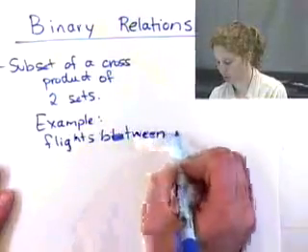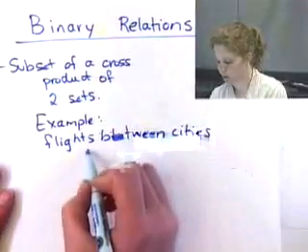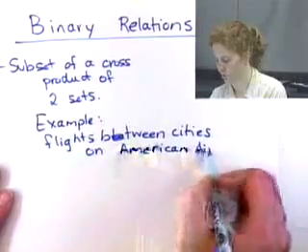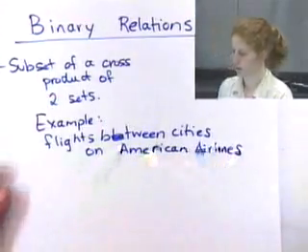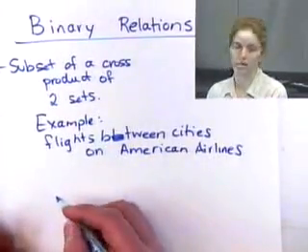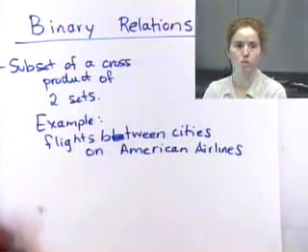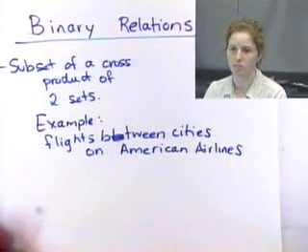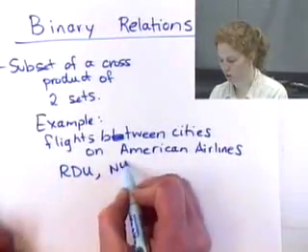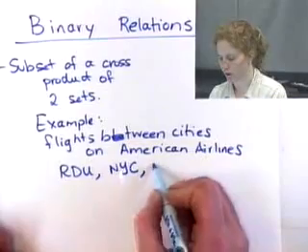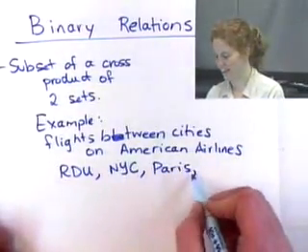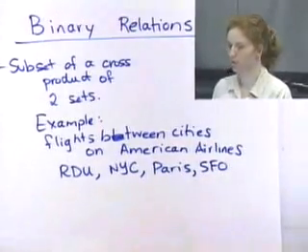Between cities. We'll just say American Airlines, because that's the first one that pops into my head, not for any other reason. Okay, so we're just going to assume that the cross product is just going to be between the cities in the U.S. We're just going to actually look at a few cities. We're going to look at Raleigh and New York City and Paris, because I like to put that on my list. And let's also do San Francisco, SFO.